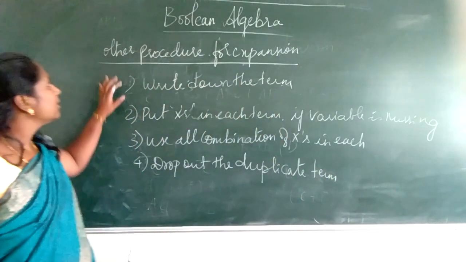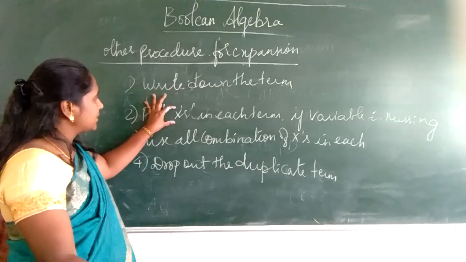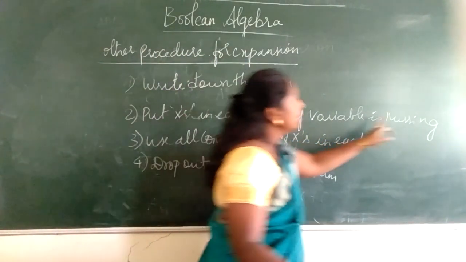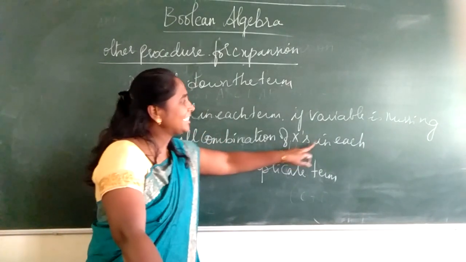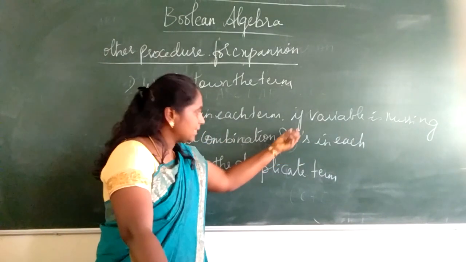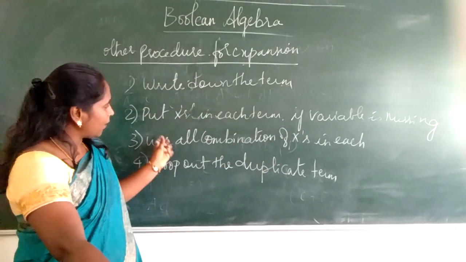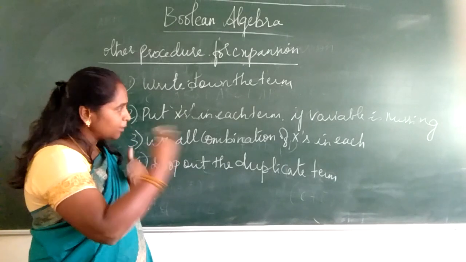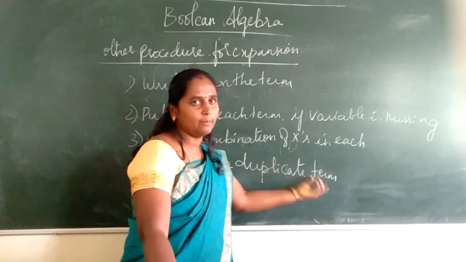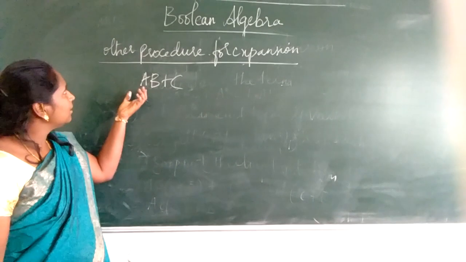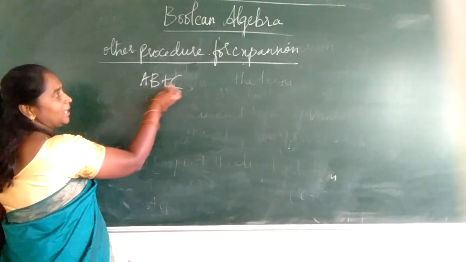So what it tells you is, first you write down the given expression, then put x in each term if a variable is missing. Next, use all combinations of x's in each term. You are going to vary the x's only, that is the missing letters. Then after writing all possible combinations of x's, you drop out the duplicate terms. Now using that procedure we will solve this particular expression AB plus C.